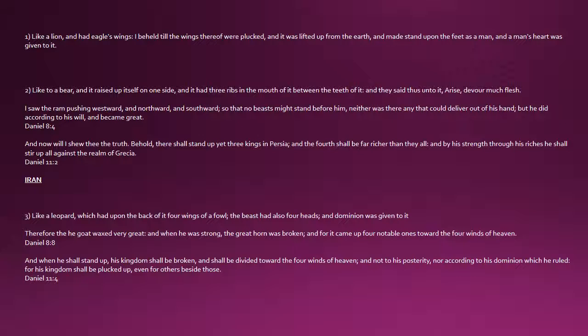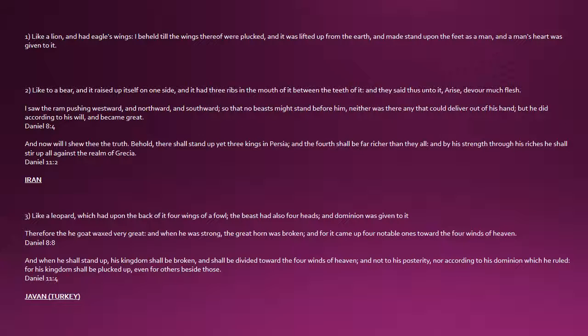And when he shall stand up, his kingdom shall be broken, and shall be divided toward the four winds of heaven, and not to his posterity, nor according to his dominion which he ruled, for his kingdom shall be plucked up, even for others beside those. Now the word Grecia is used previously in Daniel 11 verse 2 to explain what country this is. But the word Javan is more accurate from the original language, and that area I believe is closer to being Turkey than Greece. So the third beast may well be Turkey, which would match the brass and the iron of the statue in Daniel 2.